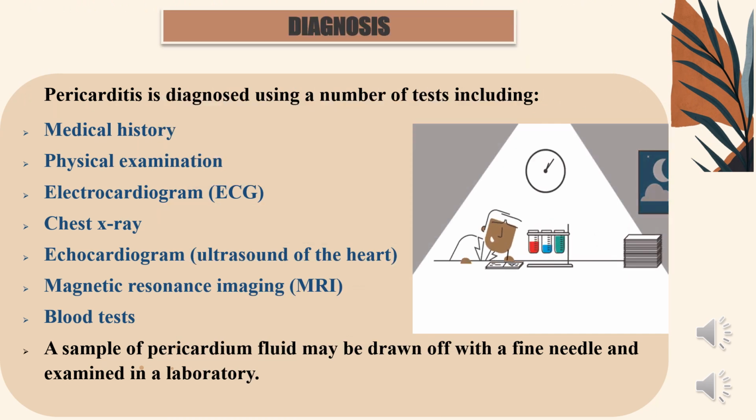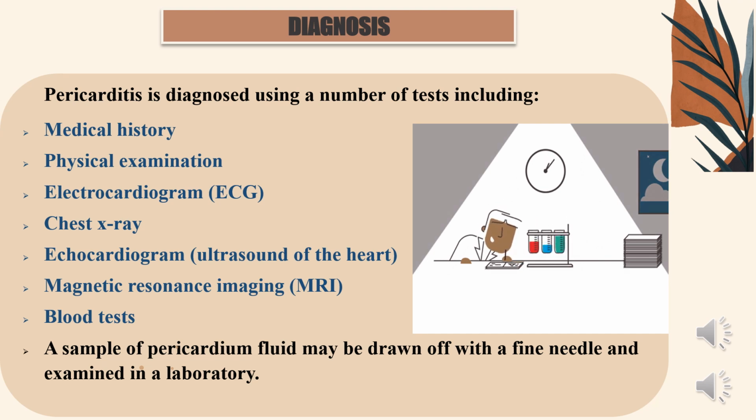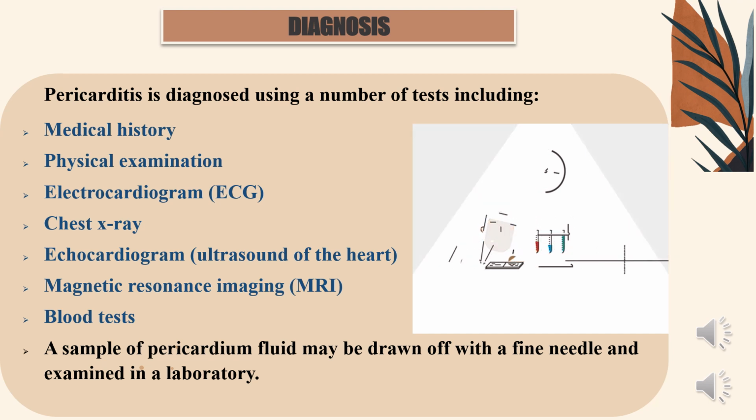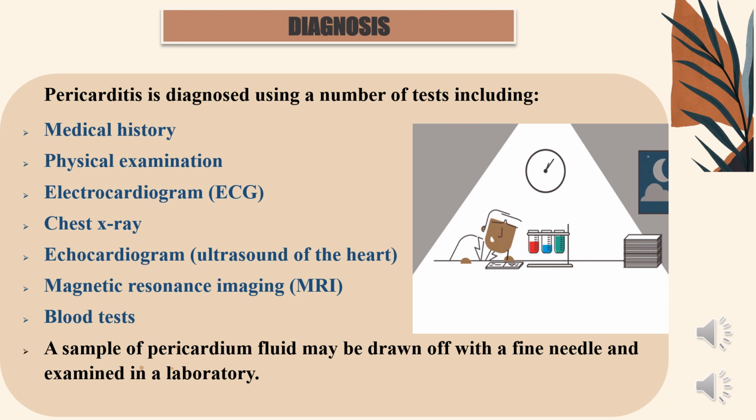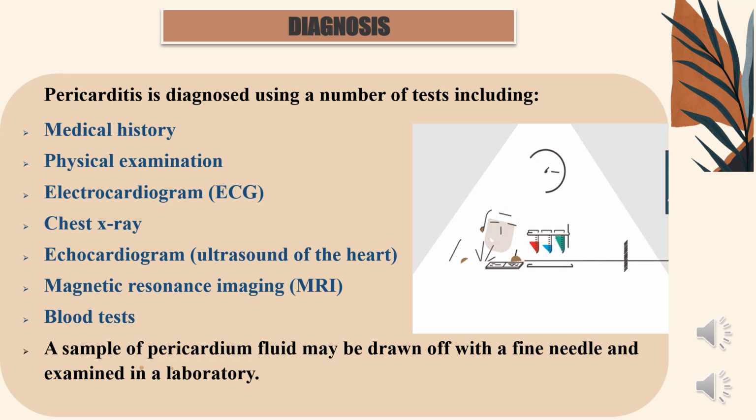Diagnosis. Pericarditis is diagnosed using a number of tests including medical history and physical examination, including listening to the heart through a stethoscope. The inflamed pericardium layers rubbing against each other can be heard. Electrocardiogram (ECG) is a useful, simple tool that may aid in the diagnosis of acute pericarditis. Typical ECG findings include diffuse concave upward ST segment elevation, and occasionally PR segment depression.